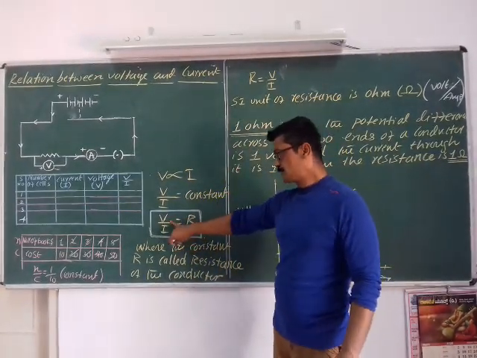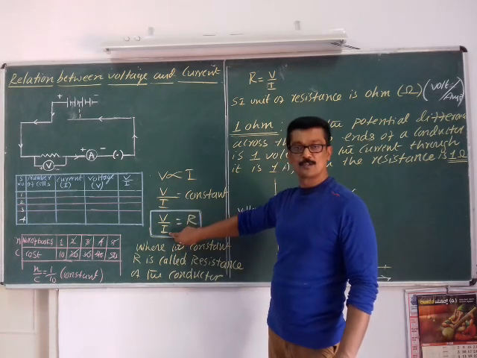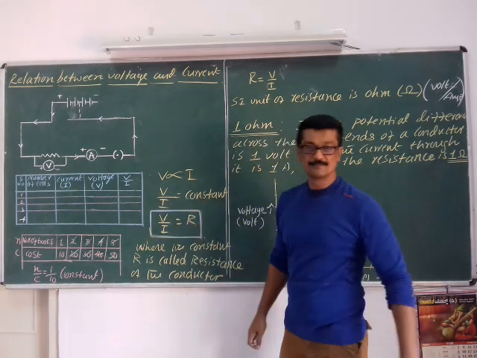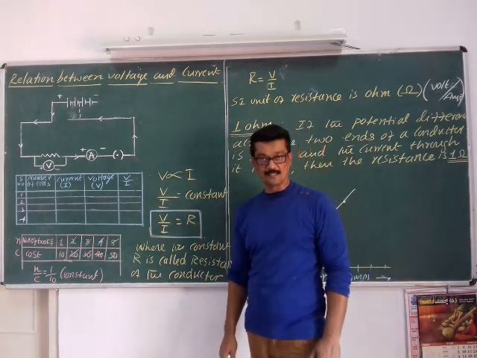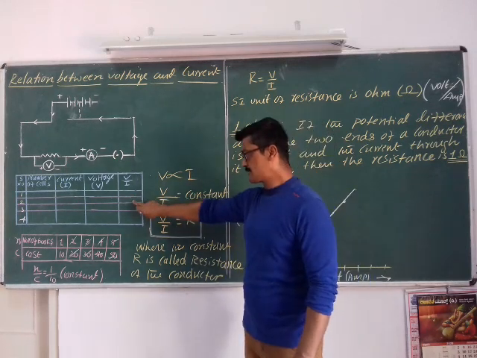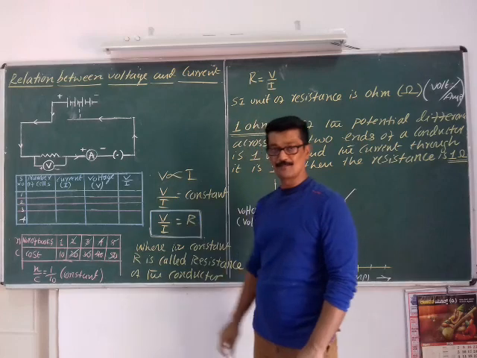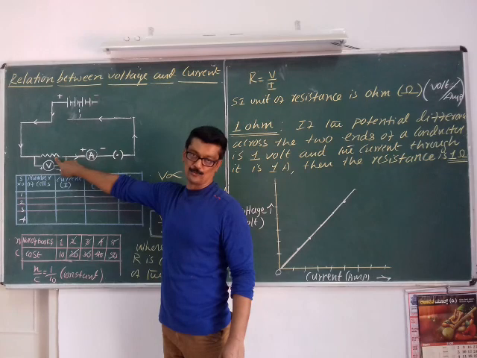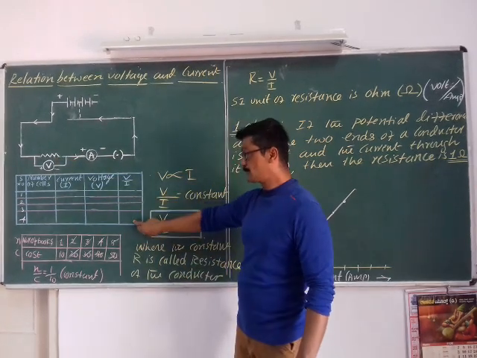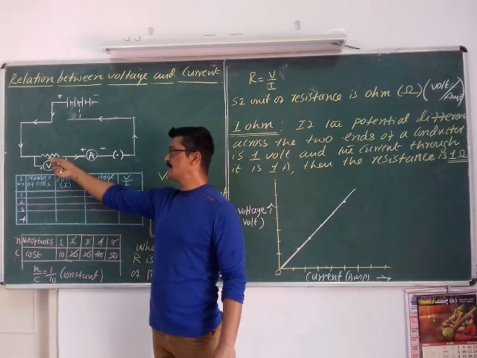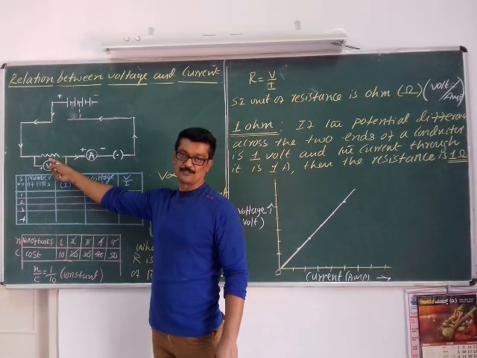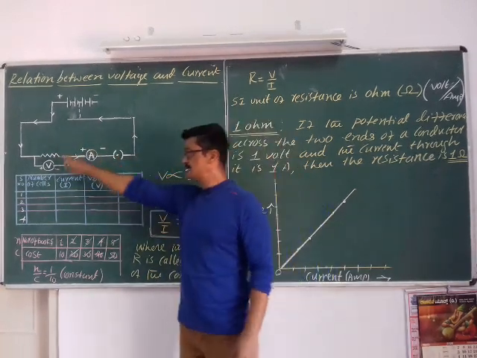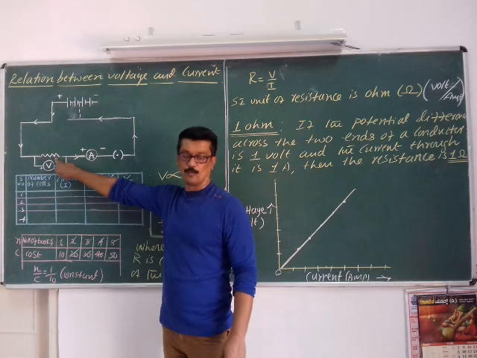Here, the ratio of voltage to current is constant, and that constant is called the resistance of the conductor. The constant value you are going to get here is the resistance of this conducting material. Nichrome is used. The value you are going to get here is the resistance of the conducting material which is used. Here we have used nichrome wire. So the value is the resistance of the nichrome wire.